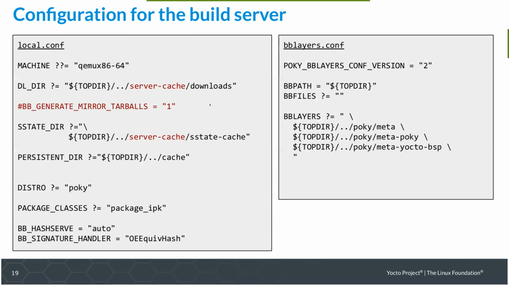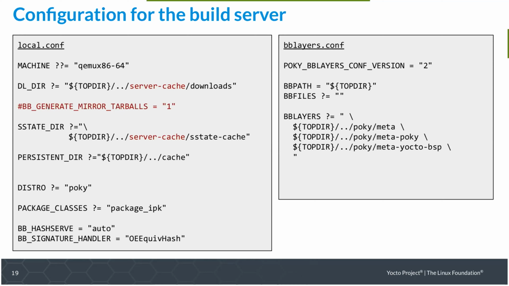So first, the configuration for the server. Normally you don't need to do anything on the server for this to work. I'm just going to change here my download dir and sstate-cache dir to this folder. I chose it so I can find it easily on my server. So TOPDIR, a folder above the TOPDIR, and I'll call it server cache, and put the downloads here and the sstate cache here.